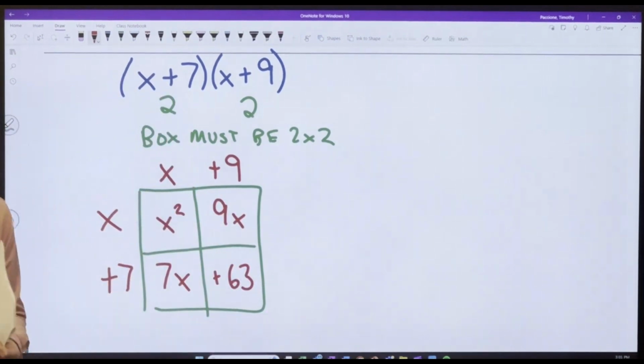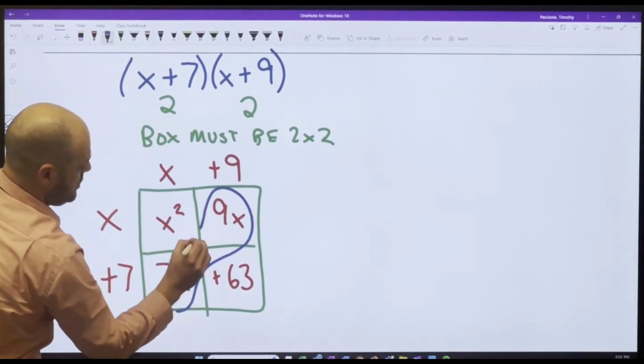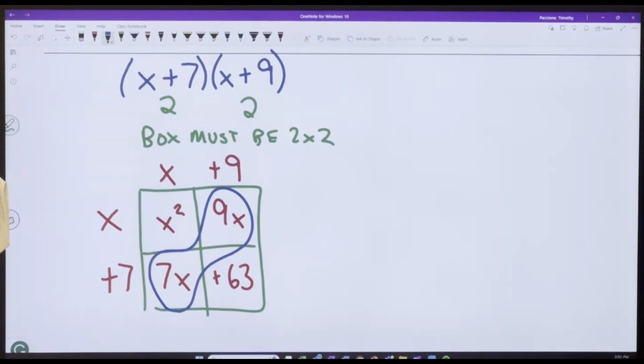Now the good thing about box method is it always gives you your like terms in a nice diagonal. So if you look, these are your like terms, right? And that's 90% of the time going to happen.